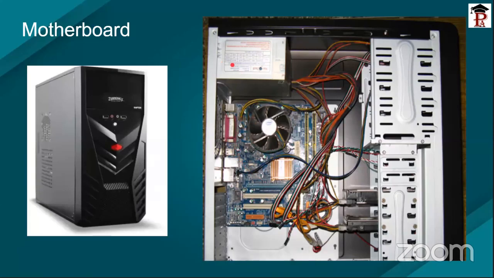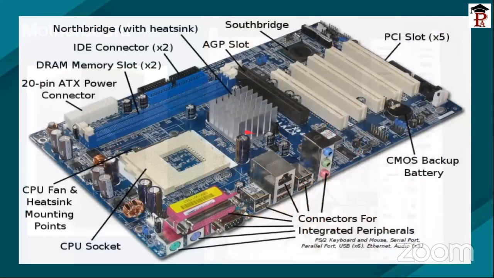From this ATX power connector, we can get the power from this box to all the devices on the motherboard. From this connector only, we get the power to this motherboard. Initially we saw the chip I already told you about, the memory or brain of the computer, which is the CPU.